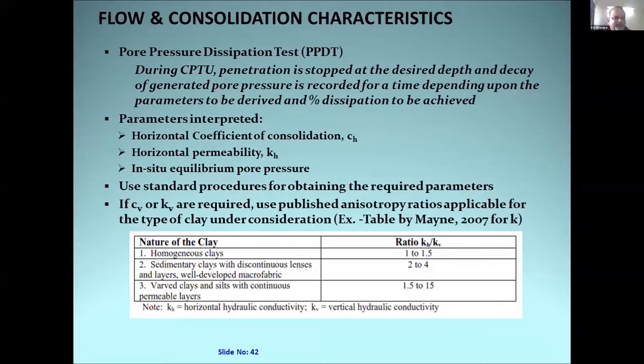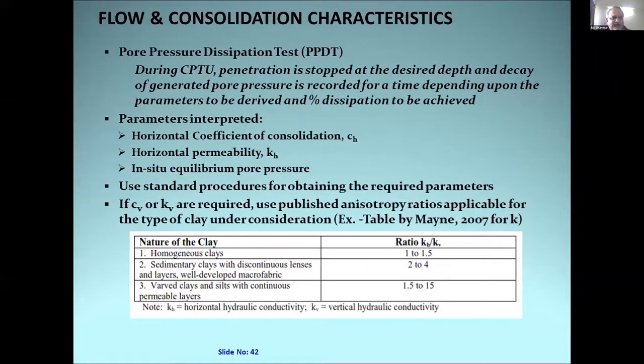Using the CPTU, a test can be conducted which is called pore pressure dissipation test. Penetration is stopped at a desired depth, and decay of generated pore pressure is recorded for a time depending upon the parameters to be derived and percentage dissipation to be achieved. The parameters interpreted are horizontal coefficient of consolidation, horizontal permeability, and in situ equilibrium pore pressure. These can be derived using standard procedure for obtaining the required parameter.